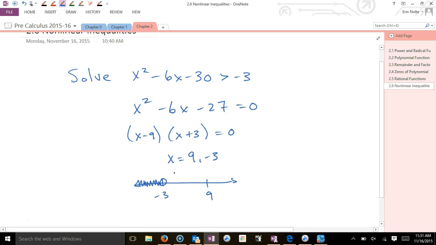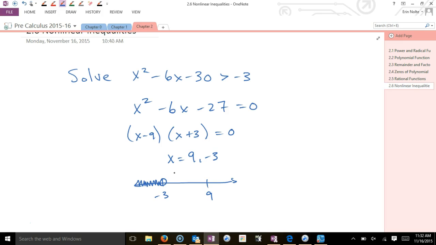What's a value that's in between negative 3 and positive 9? That's really easy. I like 0. 0 squared is 0. And then I have minus 0. And 0 minus 30. Negative 30. So is it true? Is negative 30 greater than negative 3? No. Okay, so that means 0 is not a solution. So that means I'm not going to include the interval in between negative 3 and 9.